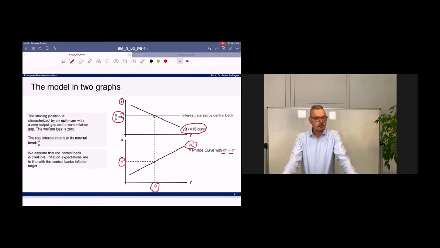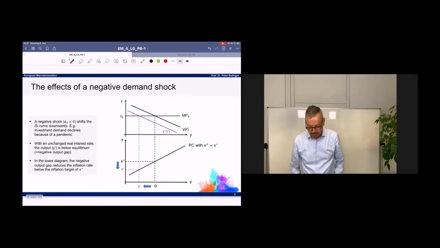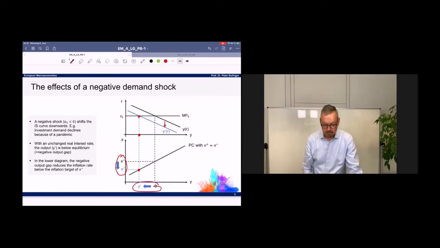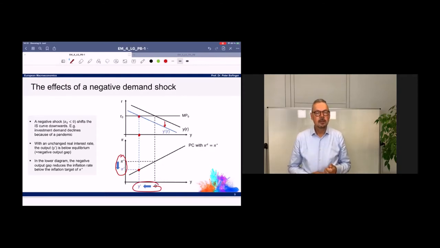So that's our starting position. Everything is in equilibrium, credible central bank. And so now comes the shock. We start with a negative demand shock. And the negative demand shock shifts the IS curve downwards. And we then get a new equilibrium here on the goods market. So we have a negative output gap here. And now we translate this negative output gap on our Phillips curve. And then we also get the inflation rate for this situation. Now we can see we have both. We have here a negative inflation gap because now the inflation rate is below the inflation target, and we have a negative output gap. So that's the direct impact of the negative demand shock on the system.